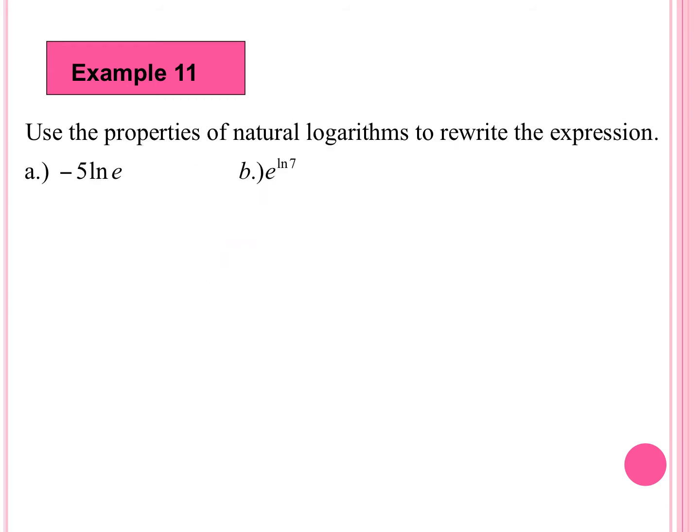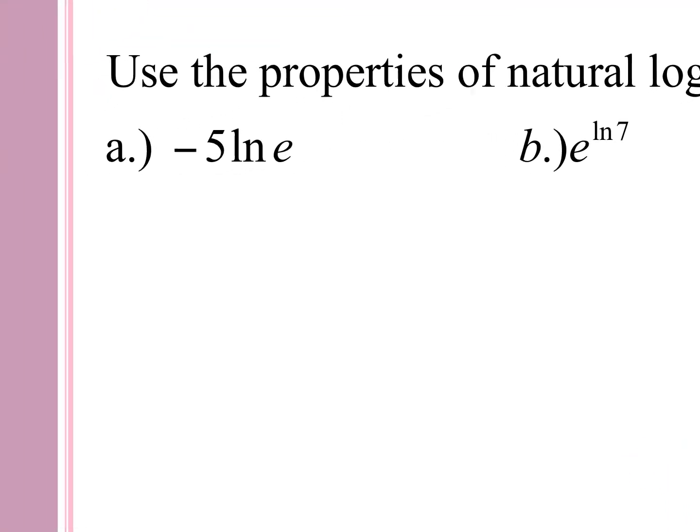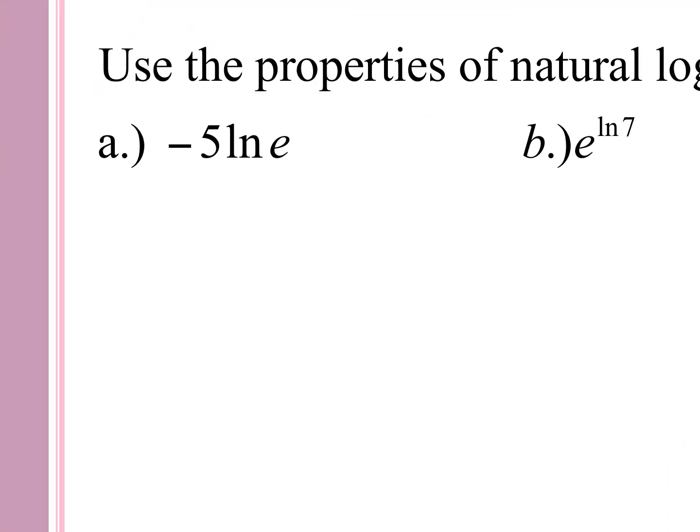Nope. For the test. All right, now we're using our mental math, or our properties of logs, that we wouldn't need a calculator for. It says use the properties of natural logs to rewrite the expression, okay? So A says negative 5 ln of e.